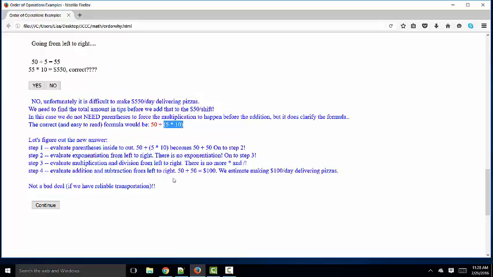And let's think about this as a computer thinks about it. Step 1, evaluate the parentheses from inside to out. So 50 plus this becomes 50 plus 50, because this is calculated first. On to step 2, no exponentiation. Step 3, there's no more multiplication or division. So step 4, evaluate addition and subtraction from left to right. And we've got 50 plus 50 is $100. So we're making $100 per shift delivering pizzas.